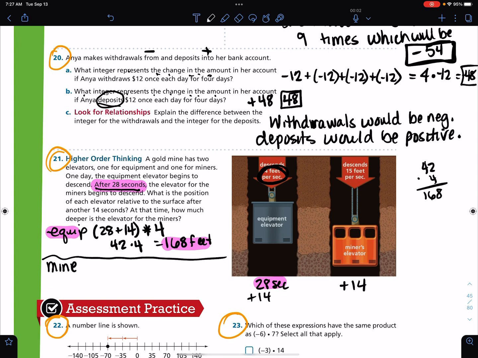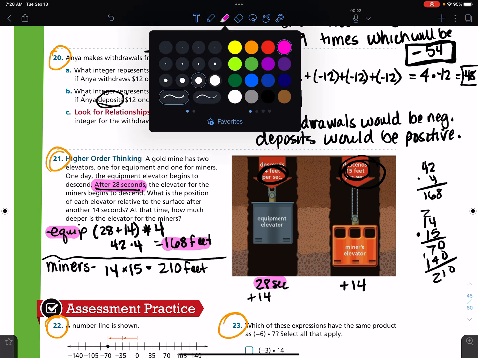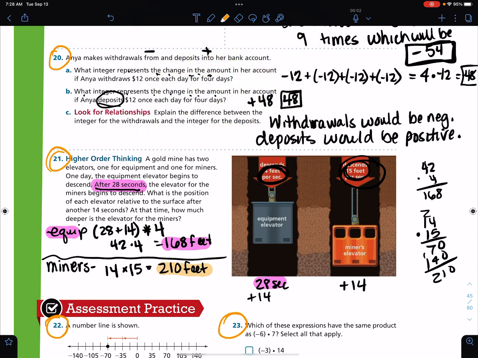So the miners is just the 14 times their rate, which is 15 per second. So 14 times 15. Oh, that might take a minute. 210. Oh, well, that rate definitely makes a difference.